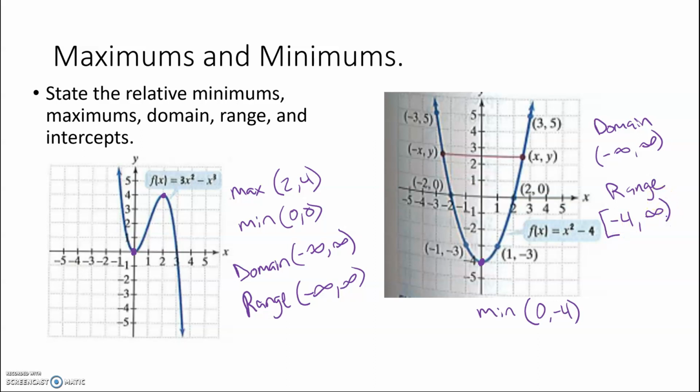All right, moving on. It also talks about intercepts. I forgot to mention those. Remember, you have two types of intercepts: x-intercepts and y-intercepts. X-intercepts are on your x-axis, so it looks like our x-intercepts are at negative 2 and positive 2. And our y-intercept is at negative 4. Good. All right.